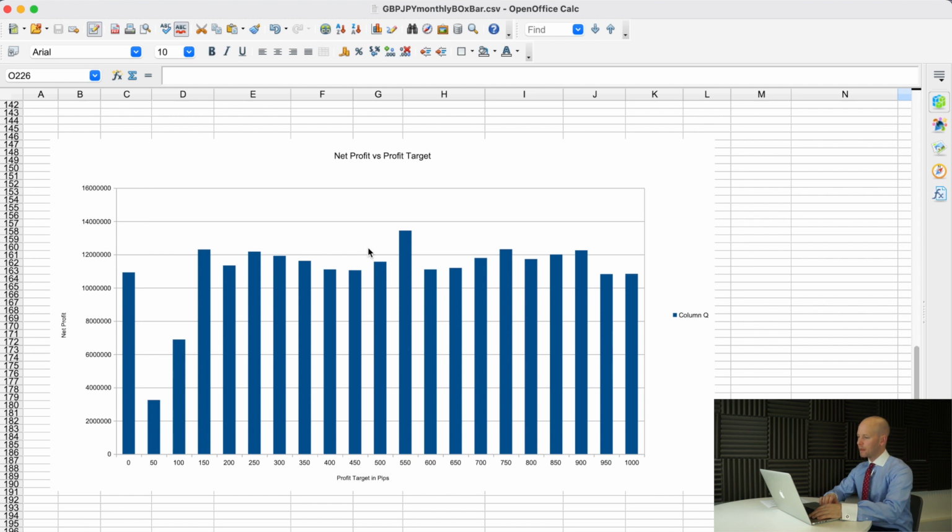And I don't find pip targets work particularly well anyway. So for me, for that extra little bit of gain, I probably wouldn't bother and I'd probably leave it without a pip profit target. Next, we're going to look at the impact of using a trailing stop. And I think that's the most positive impact of all, out of all the 3 studies.